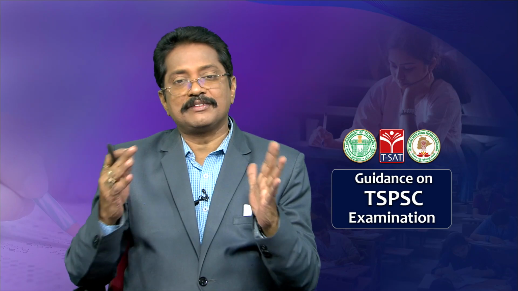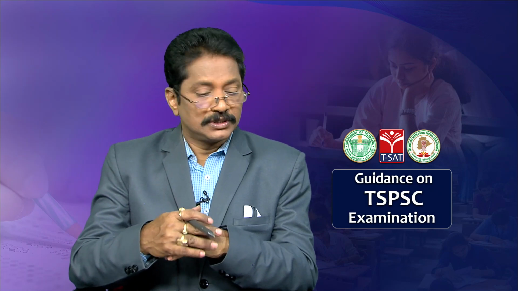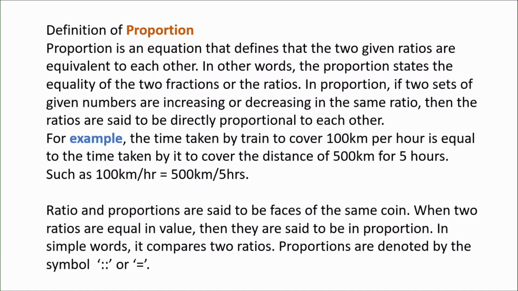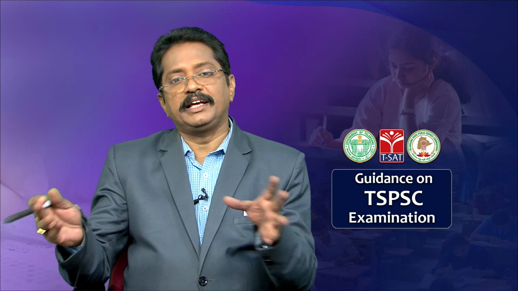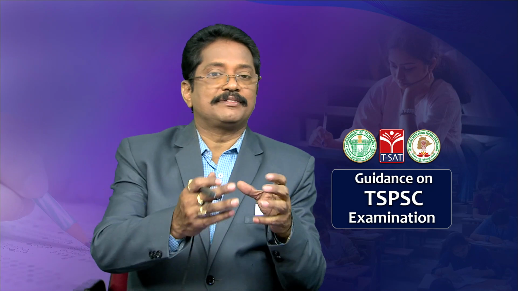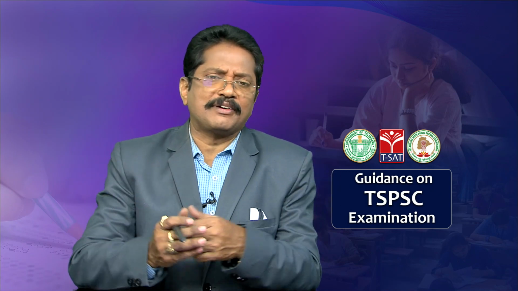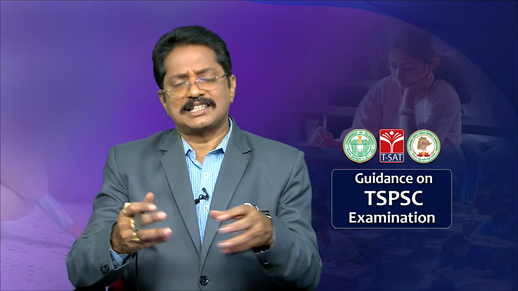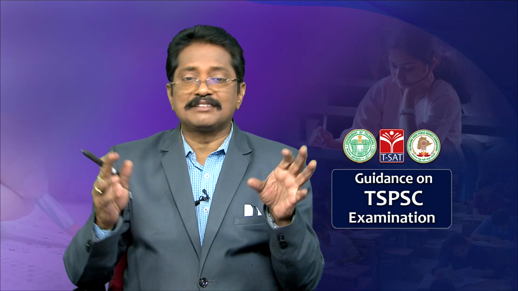Okay. Now, what is the definition of proportion? I gave a little idea about the ratio. Now, shifting to the proportion. The proportion is an equation that defines that two given ratios are equivalent to each other. When A is to B and C is to D are both equal, then A is to B is in proportion to C is to D. I will give a small example, because proportion has a lot of applications in various branches of science, and in every branch of mathematics, science and other fields.